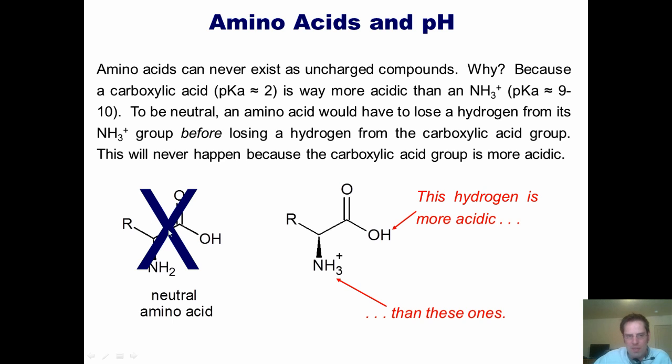So if you wanted to have an amino acid exist in its neutral form that I've X'd out over here to the left, in order to get that, one of these hydrogens would have to be removed before this hydrogen was removed. And that's never ever going to happen, because these hydrogens over here on the nitrogen are way, way less acidic than the hydrogen over here. Hence, once again, amino acids will never exist in this neutral state.